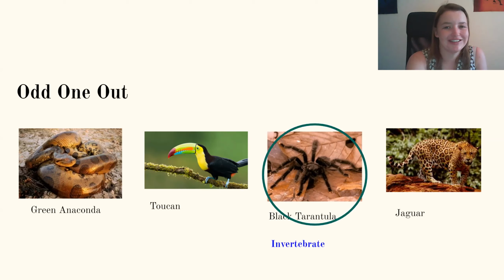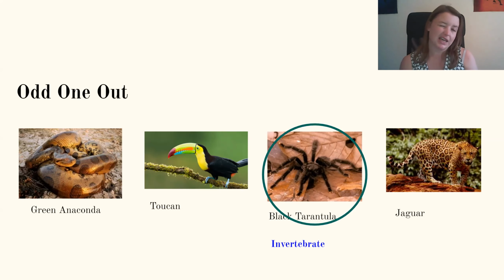Did you circle the black tarantula? I did. That was my first attempt at an odd one out because it is not a vertebrate. It does not have a backbone. It is an invertebrate. That's how it is classed. All the others have backbones and so are vertebrates. So this would make the spider the odd one out.